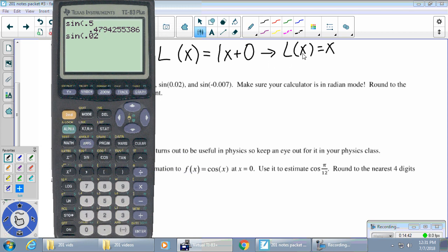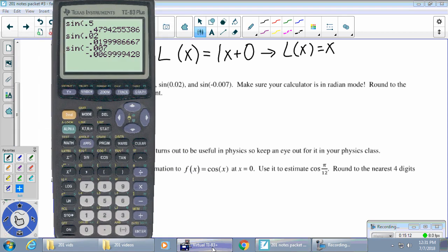All right, how about sine of 0.02? So again, L of 0.02 is just 0.02. So maybe the final answer here is going to be near 0.02. That, I would say, is near 0.02. And then finally, what if we pick something negative, but still close to 0? So what would the answer be if you plug negative 0.007 here? It would be negative 0.007. So we're hoping this is something near negative 0.007. Indeed, that is quite near negative 0.007.